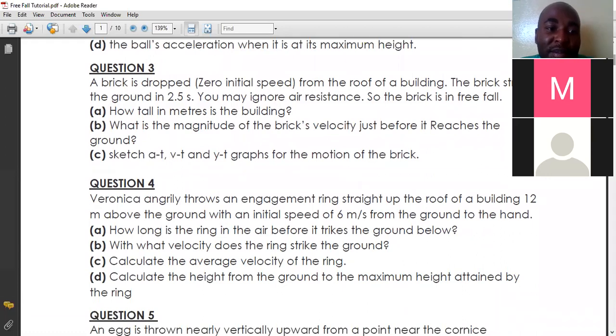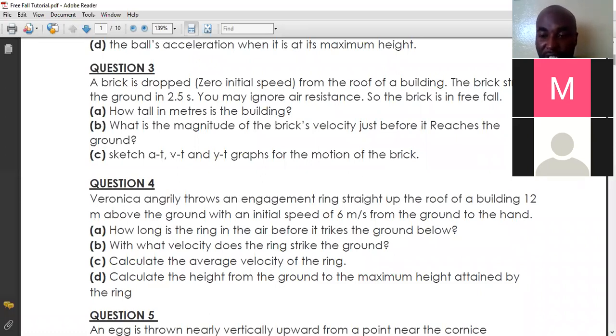A brick is dropped with 0 initial speed. When something is dropped, it has 0 initial speed, from the roof of a building. The brick strikes the ground in 2.5 seconds. You may ignore air resistance, which you should always be doing. So the brick is in free fall. A, how tall in meters is the building?